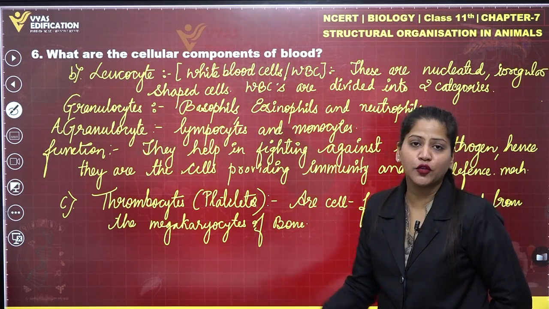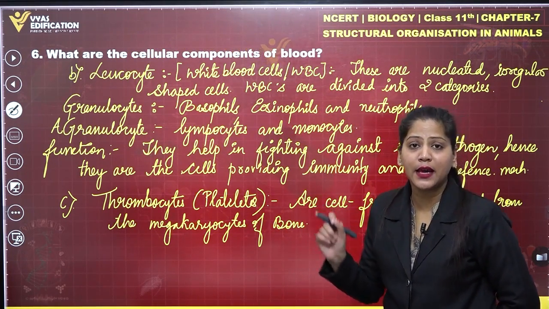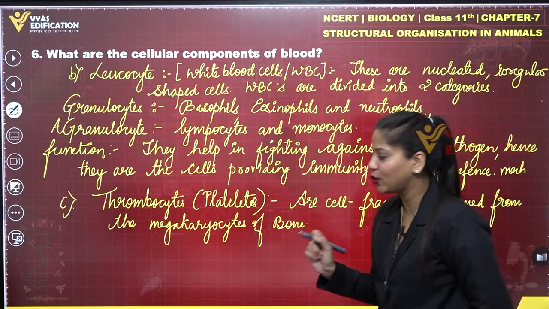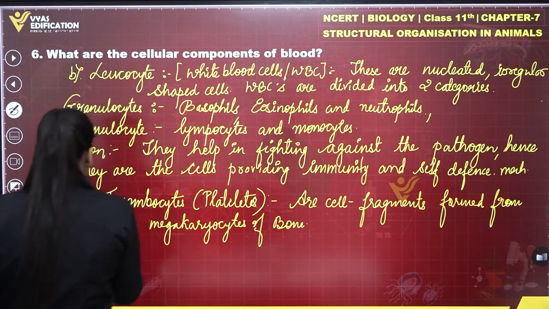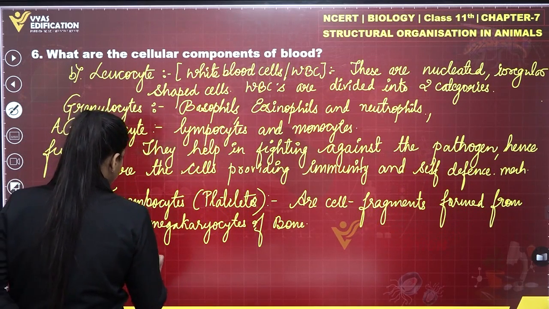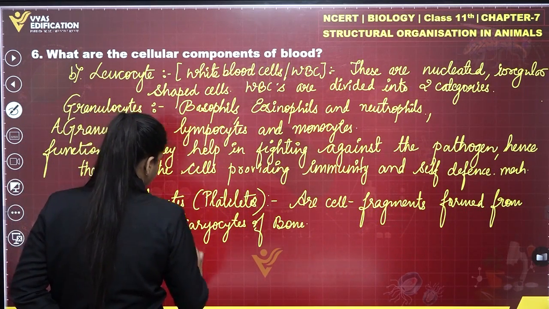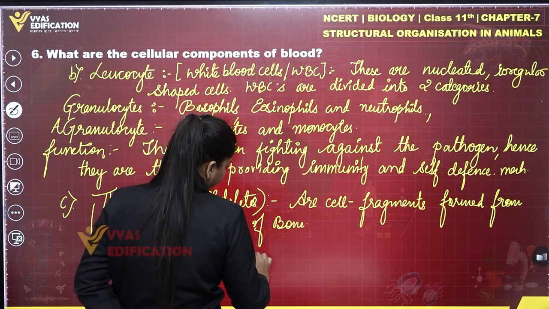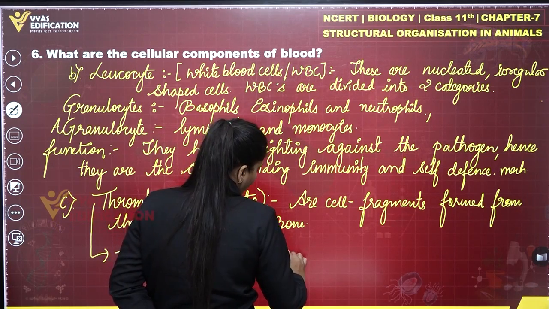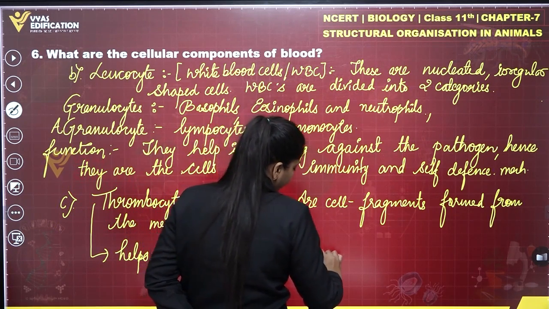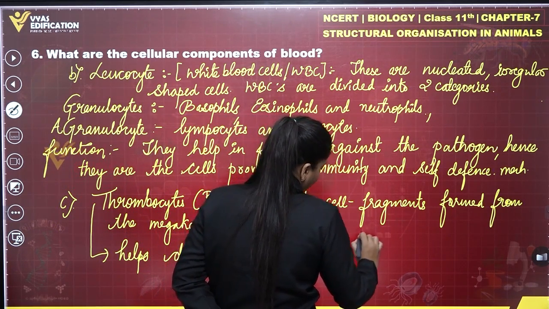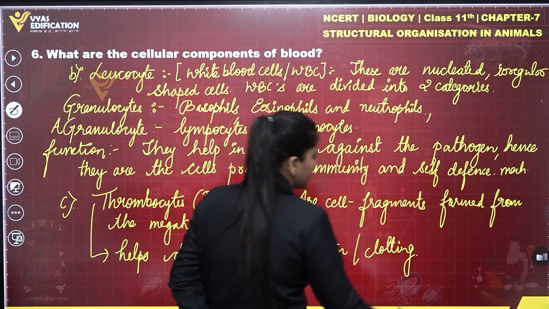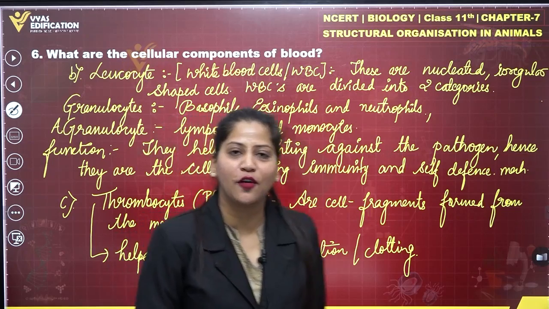And if you talk about the function of thrombocytes and platelets, they help in blood coagulation or clotting, right? So these thrombocytes help during blood coagulation or clotting, right? So these are the cellular components of blood.